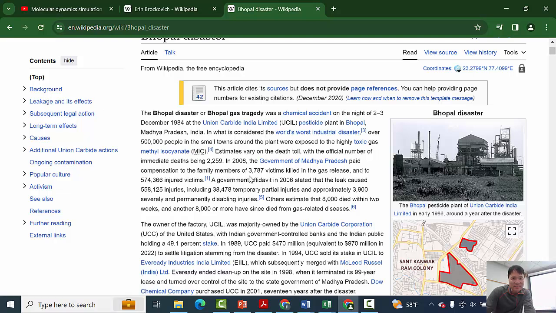3,787 deaths, 574,366 injured. That's just from one accident. Can you imagine you're the one person responsible for that lab leak? Or maybe it was, I don't know if it was human or mechanical failure, but even if it was a mechanical failure, there should have been backup systems there, right? Don't you think you'd want to study the heck out of this to make sure it doesn't happen again? What failed? How did that much stuff escape?